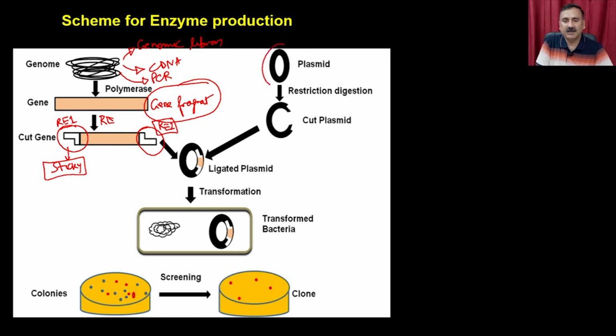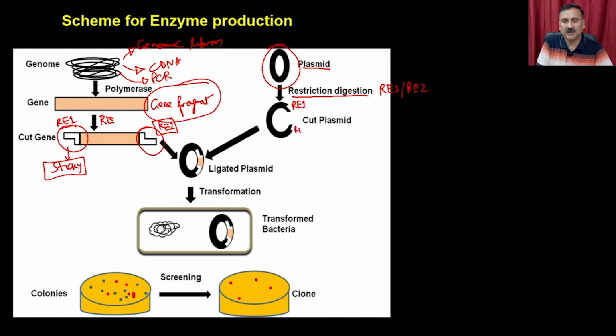Similarly, you can use the vector. The vector could be a plasmid, and that plasmid also has to undergo restriction digestion with the same set of RE1 and RE2, and that's how you are going to have RE1 and RE2 on both the ends.